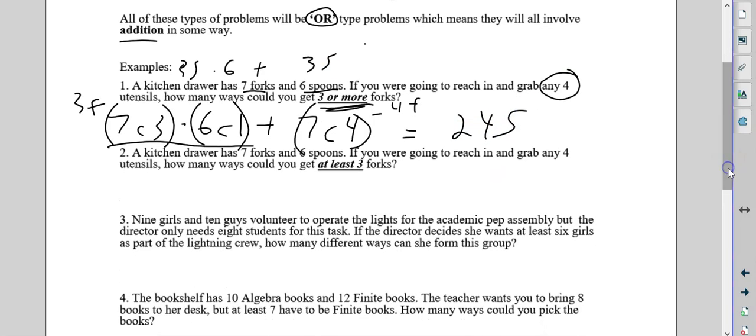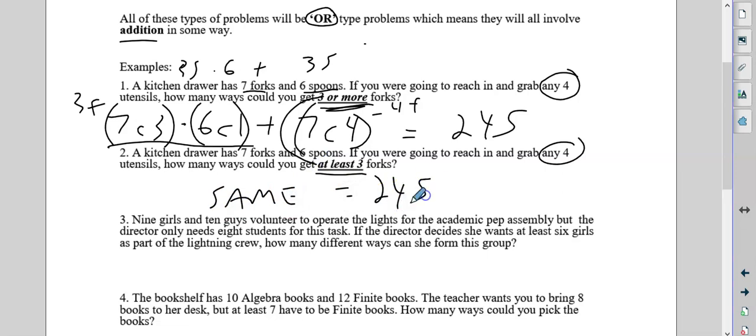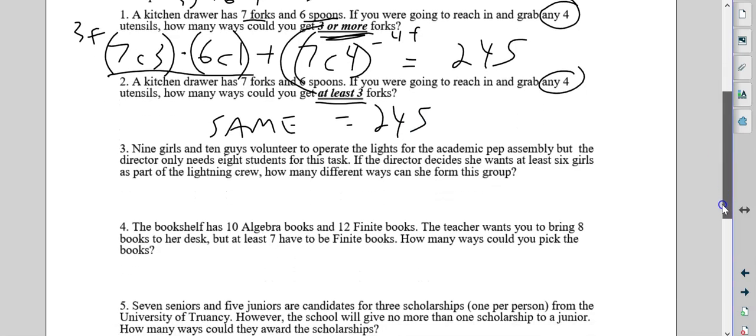Now number 2, it says we have 7 forks and 6 spoons again, and you're going to grab 4 again. How many ways could you get at least 3? Well, these are the same thing, just different ways of writing the same thing. So just learning the vocabulary. 3 or more is the same thing as at least 3. At least 3 means bare minimum 3, possibly 4. You're saying the exact same thing. All right.